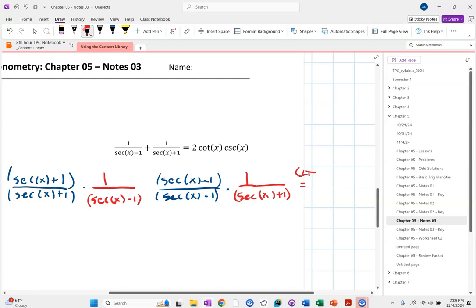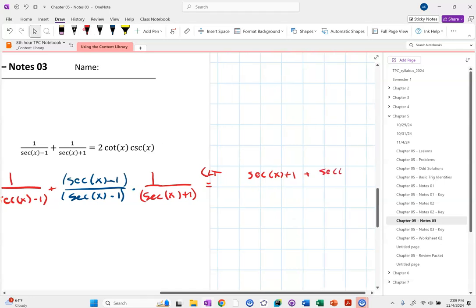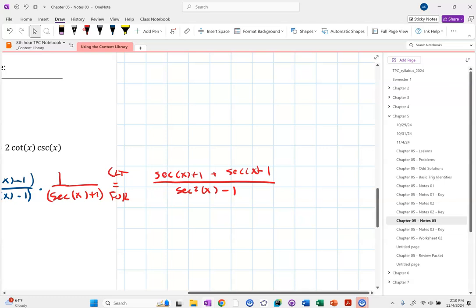Yeah, we just combine like terms here. So we're going to have secant x plus 1 times 1 is just that. Oops, forgot my plus sign there. And then secant minus 1 times 1 is just secant minus 1. And my denominator, let's FOIL that out at the same time. So far, so good?